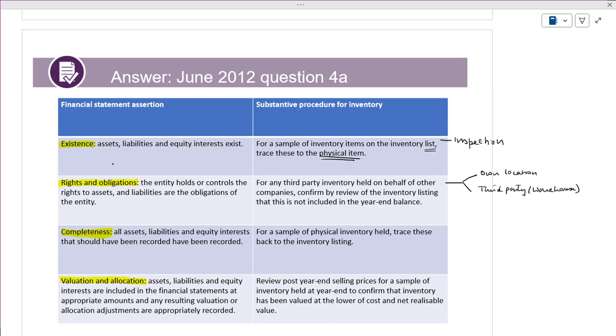For any third party inventory held on behalf of the company, confirm by review of the inventory listing that it is not included in the year-end balance. What does it mean? Tell me. Because they get commission from this. No, they don't have inventory ownership. Confirm the review of the inventory listing that it is not included in the year-end balance.